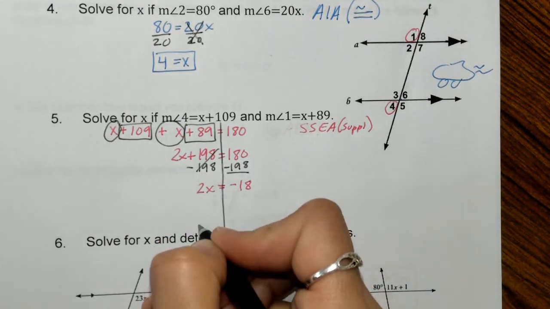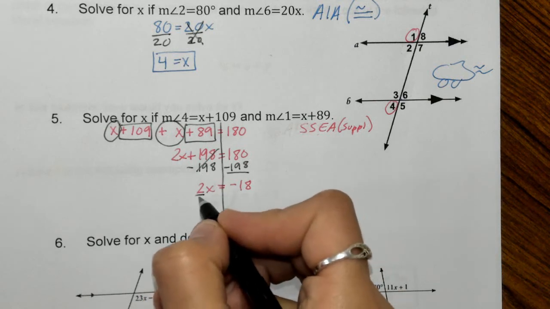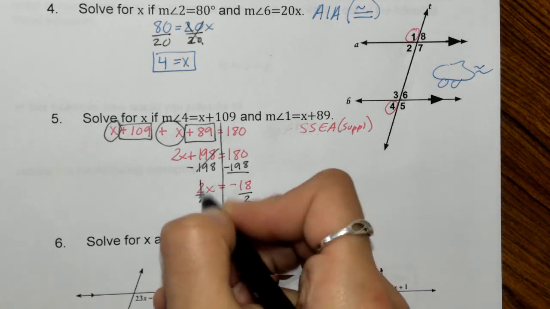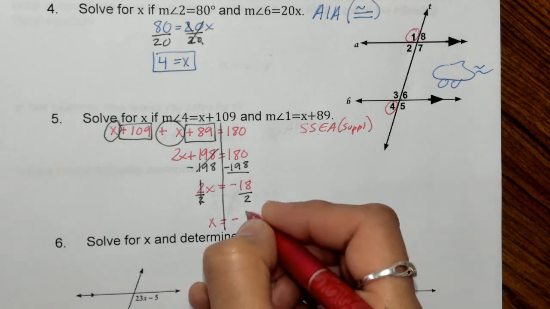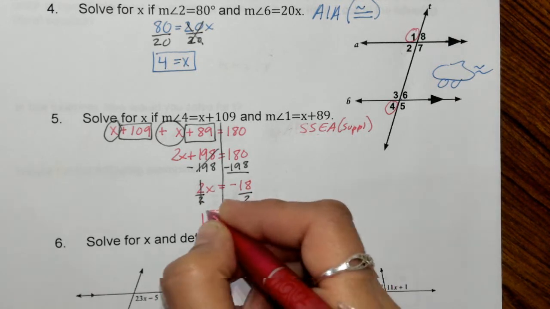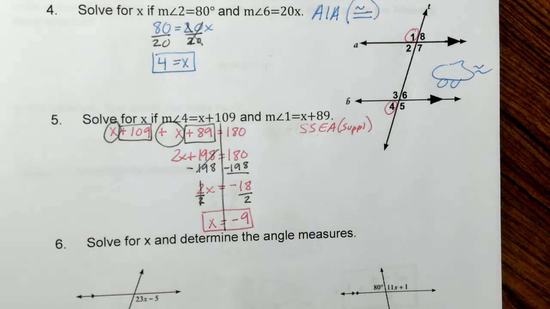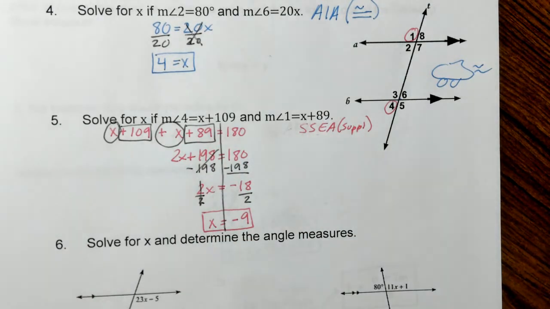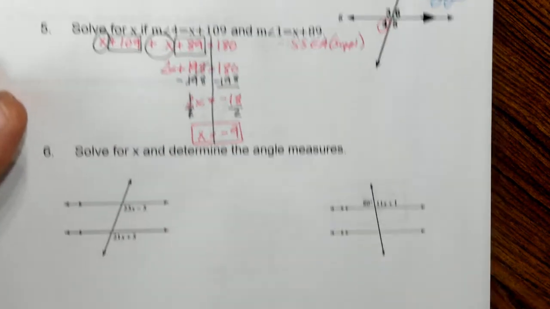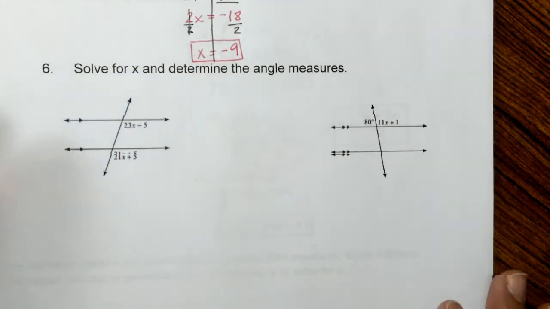Then we need to get rid of this 2. So that last step, we divide by that 2. So x is going to end up equaling a negative 9. And guys, it's okay if your x is negative. Angle measurements cannot be negative, but if you plug it back into x plus 109 and x plus 89, you're going to find out they will end up being positive numbers. The measurements will be positive. All right, sorry, we had 4 more.